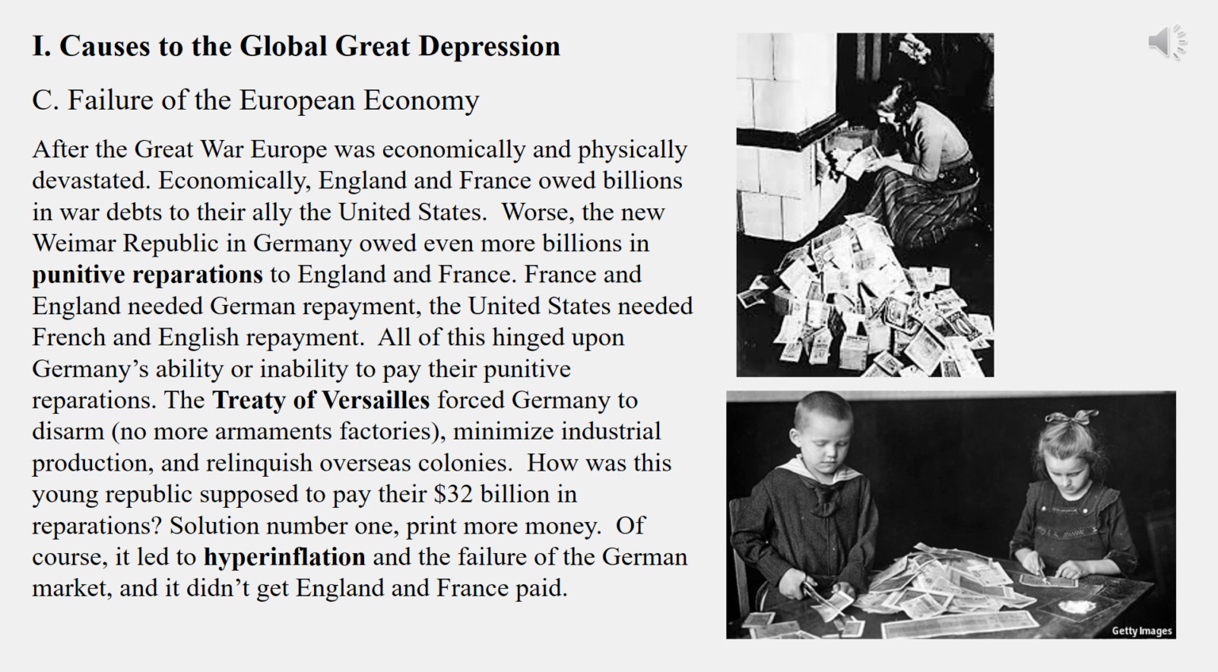France and England needed German repayment. The United States needed French and English repayment. But all of this hinged upon Germany's ability or inability to pay their punitive reparations. The Treaty of Versailles forced Germany to disarm and minimize its industrial production and relinquish its overseas colonies. How was this young republic supposed to pay their $32 billion in reparations? Well, solution number one, print more money. Of course, it led to hyperinflation and the failure of the German market, and it still did not get England and France paid.